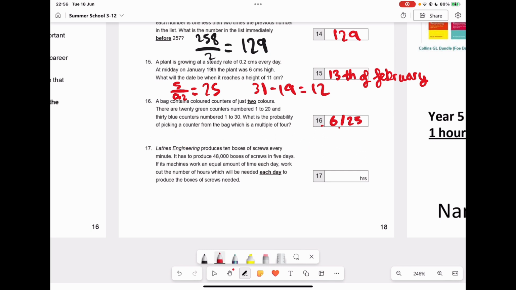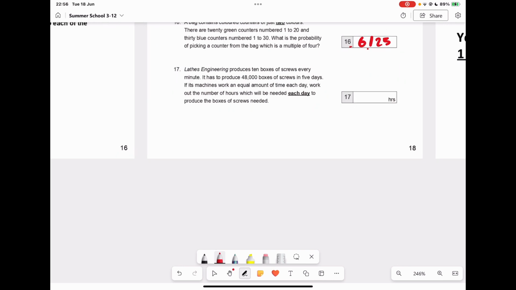Okay, Laths Engineering produces 10 boxes of screws every minute. So 10 boxes every minute. It has to produce 48,000 boxes in 5 days. If its machines work an equal amount of time each day, work out the number of hours which will be needed each day. Okay, so 48,000 is equivalent to how many minutes?